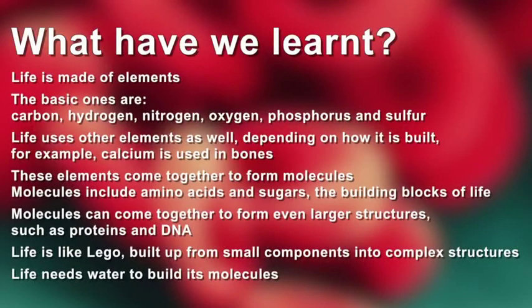What have we learnt in this lecture? We've learnt that life is, of course, made of elements, but it's made of very basic ones, including carbon, hydrogen, nitrogen, oxygen, phosphorus and sulfur. And we've learnt that life uses other elements as well, depending on how it's built. For example, calcium used in bones. These elements come together to form molecules, and molecules, including amino acids and sugars, are the building blocks of life.